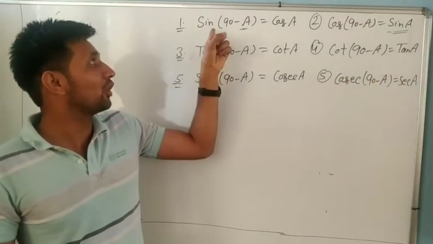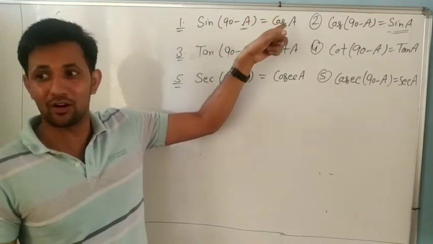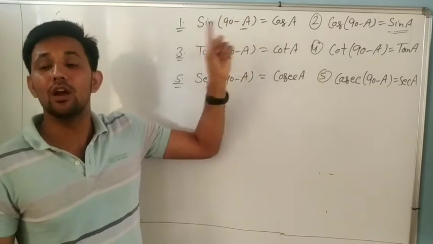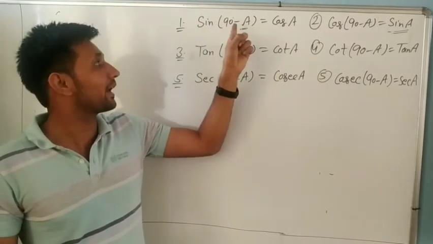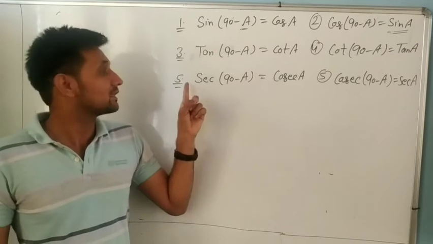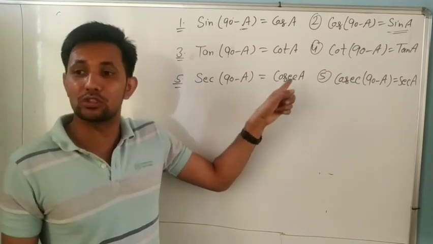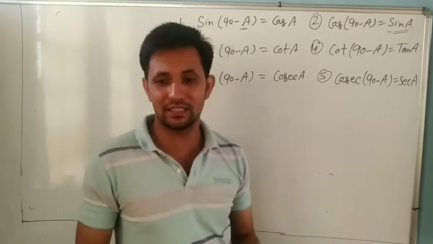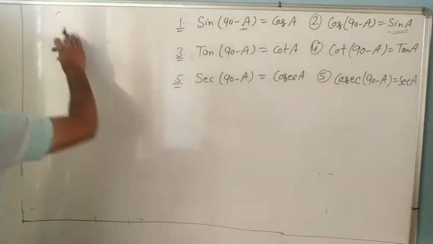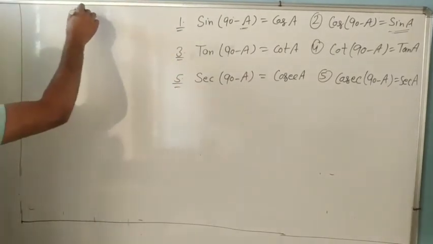Okay? Here don't think sin and cos are opposite. Here sin and cos, okay? When we are subtracting from 90. Sec 90 minus A is cosec A. And cosec 90 minus A is sec A. Very easy exercise here if you remember only these things.